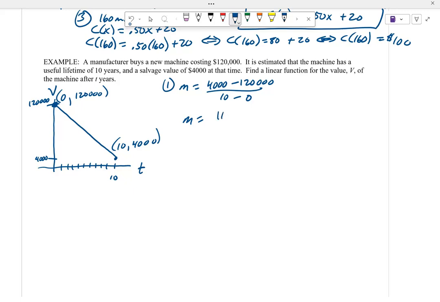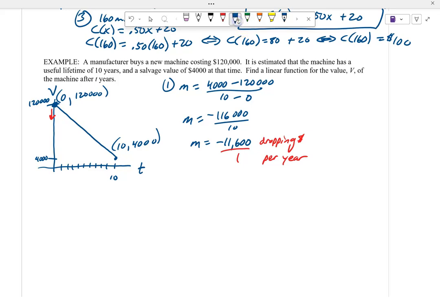So we got negative 116,000 over 10. So negative 11, you know what? Let's think about that for a minute. So it's dropping $11,600 per 1 year, right? It's dropping that much money per year, right? That's what that slope means. Losing $11,600 of value every year.